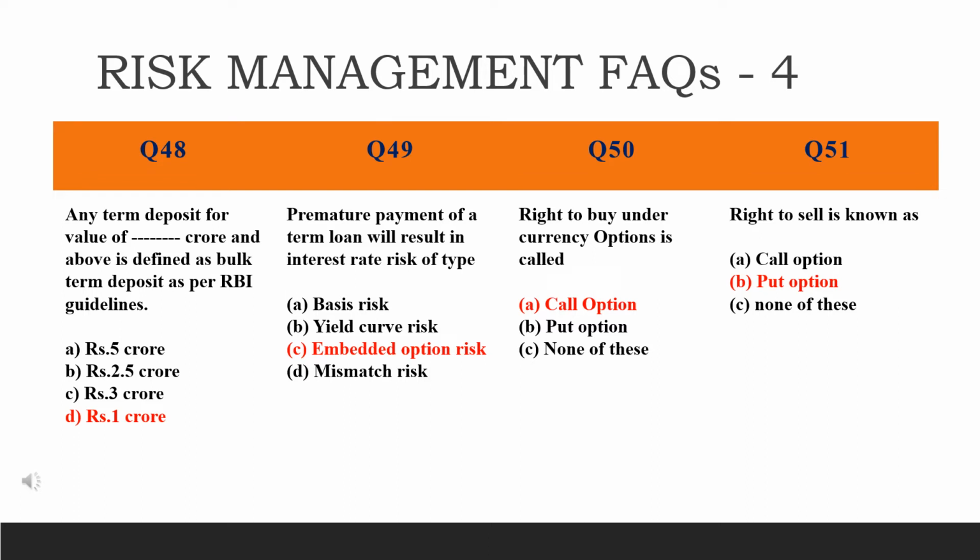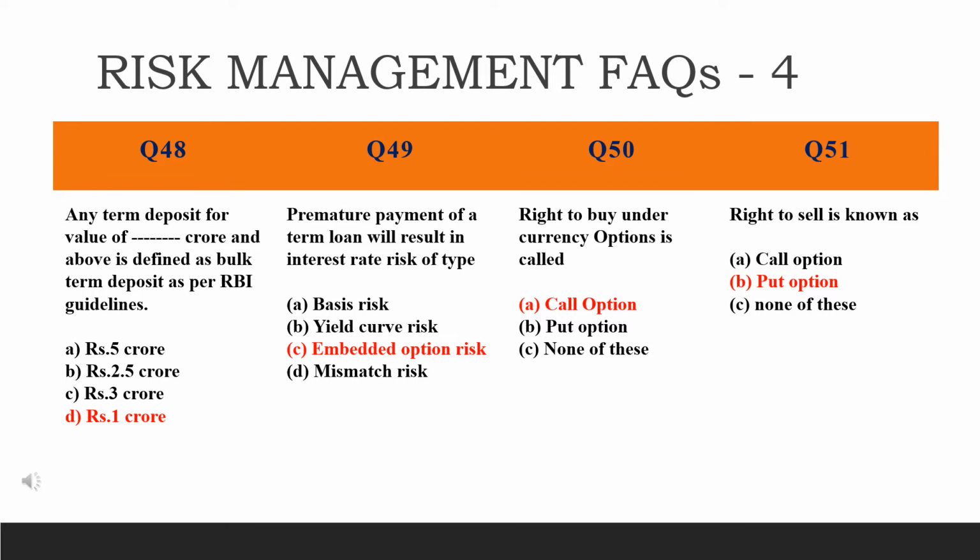Premature payment of a term loan will result in interest rate risk of which type? It's an embedded option risk. Why? Because the embedded option brings uncertainty into the calculations. Which calculation? Funds calculation, the inflow or outflow of funds. Either of the two could be different depending upon whether the specific embedded option is exercised or not.